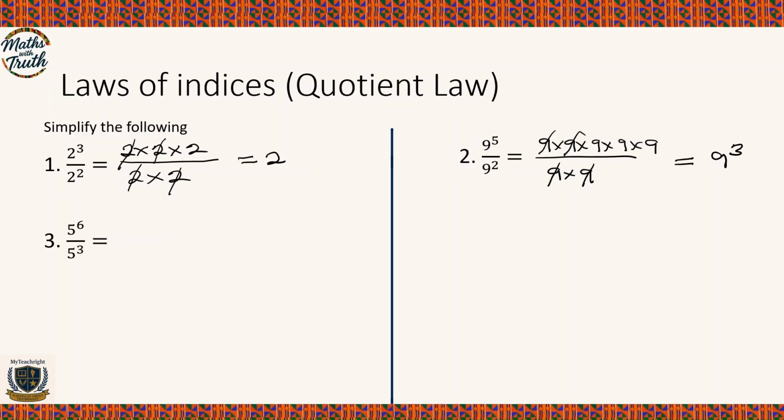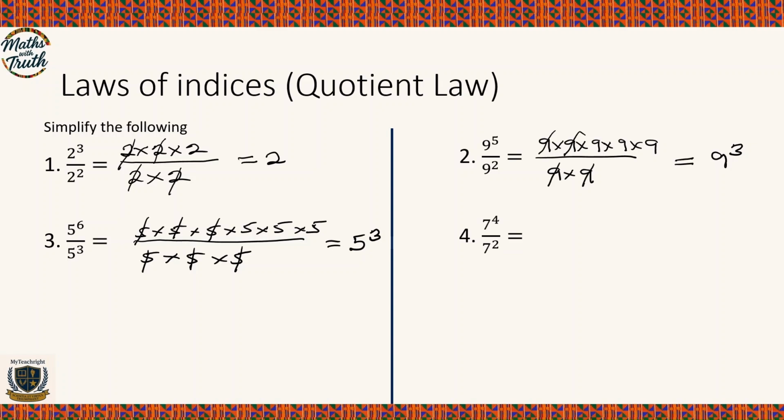Then number 3, we have 5 exponent 6. So we write that out, divided by 5 exponent 3. And then we cancel out the factors one after the other till we have no other factors to cancel between the denominator and the numerator. And then we see how many factors are left. Here we can see that we have 3 5's left. So we have 5 multiplying itself 3 times. And so that gives us 5 exponent 3.